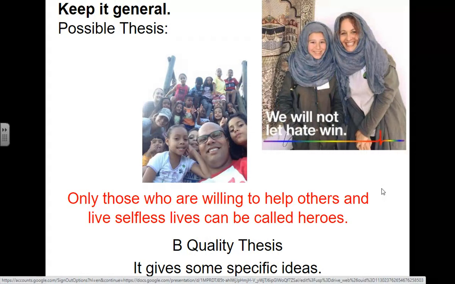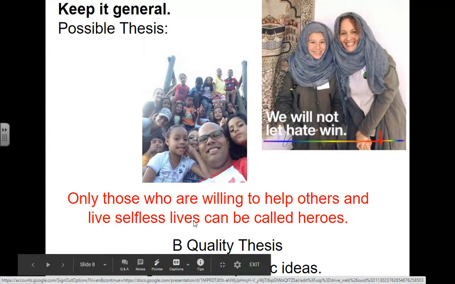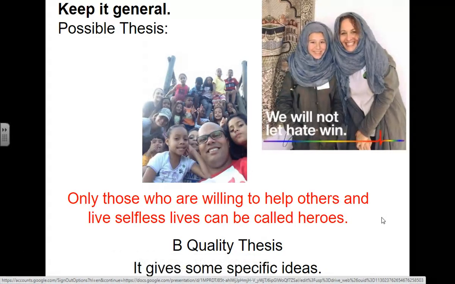Only those who are willing to help others and live selfless lives can be called heroes. This is a B quality because it gives more specific ideas. Right? We have 2 specific ideas. Those who are willing to help others and those who live selfless lives are the only ones who can be called heroes. Now that's more arguable. And it gives you a lot of space to work in your essay about who you might bring up as an example.